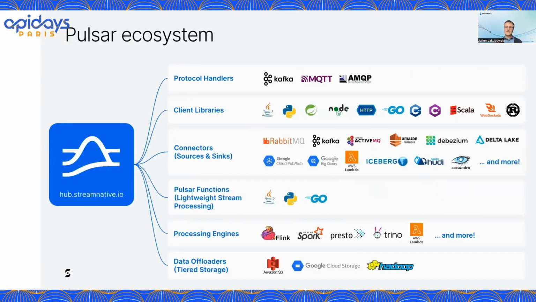To write client applications using the Pulsar native protocol and benefit from all features, you have many Pulsar client libraries available. You will surely find one for your favorite language. Don't hesitate to check out hub.streamnative.io, where you'll find a wide ecosystem of connectors, libraries, protocol handlers, etc.